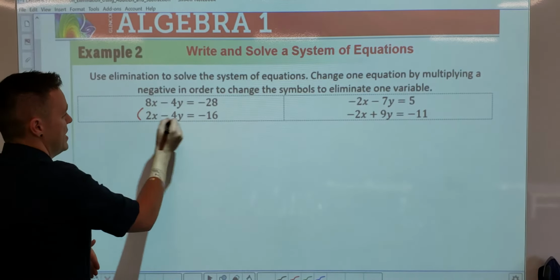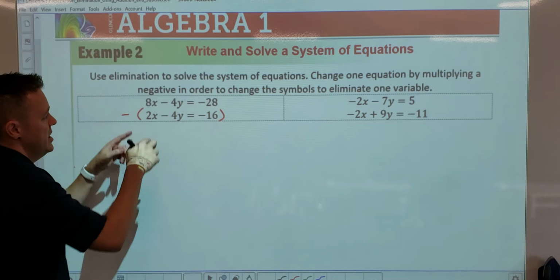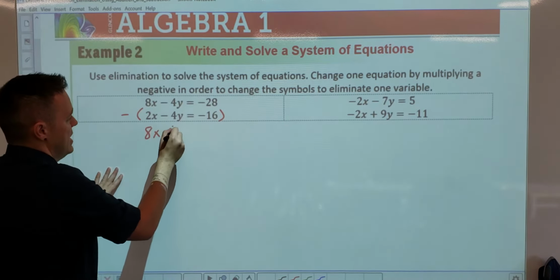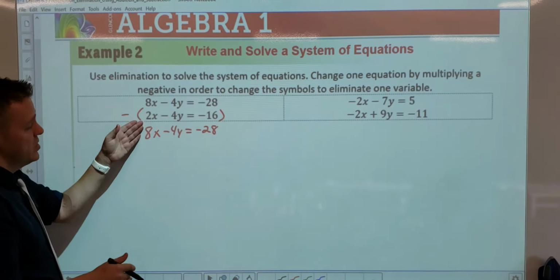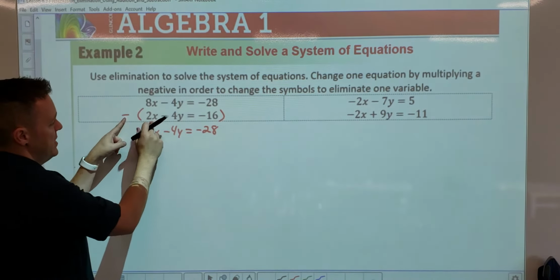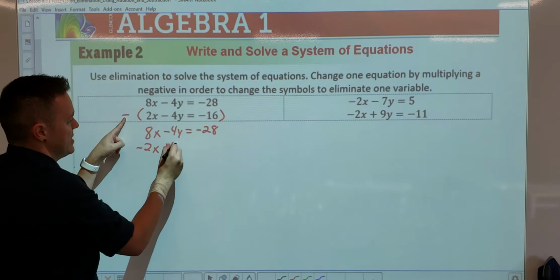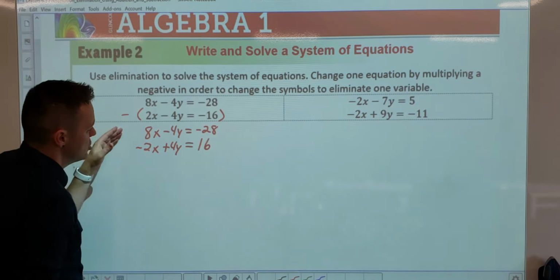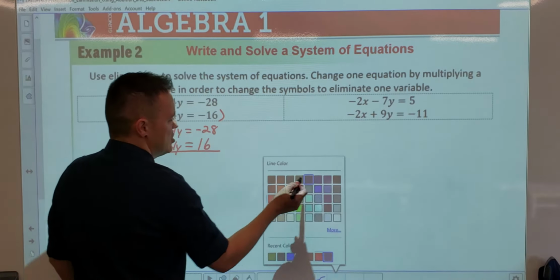So we're going to multiply this bottom one here by a negative. Okay, and when we do that, it changes the signs. So I'm going to rewrite the top. So it's 8x minus 4y equals negative 28. That doesn't change. But what changes is the bottom. So now it's going to be x into here. So it's negative 2x. Negative and a negative is now a positive 4y equals negative and a negative, a positive 16. So you see how this bottom one we changed. And then when you change it, you simply just do your math after that.